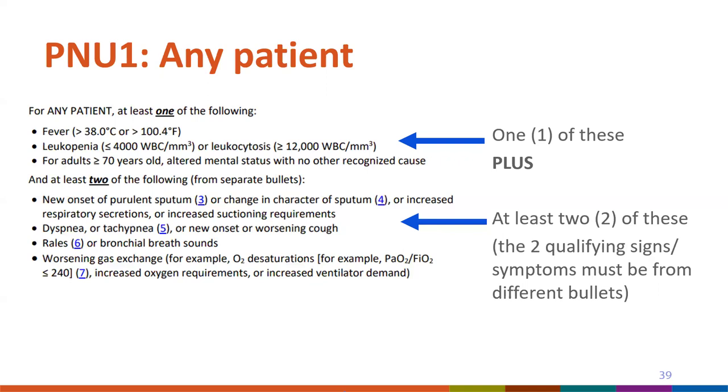The signs and symptoms requirement includes one of the following: a qualifying temperature, or leukopenia or leukocytosis, or for patients 70 years or older, altered mental status with no other recognized cause, plus 2 additional qualifying signs or symptoms. And these qualifying signs and symptoms must be from different bullets. So for example, if there's tachypnea and rales in the IWP, this would qualify as 2 additional signs and symptoms. But if there is dyspnea and tachypnea in the IWP, this would not meet the requirements since they are from the same bullet.